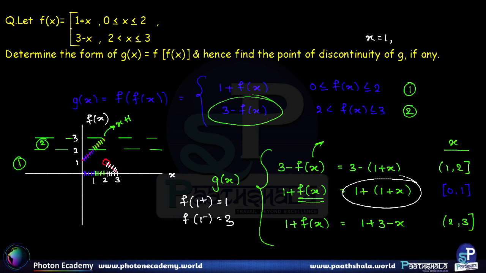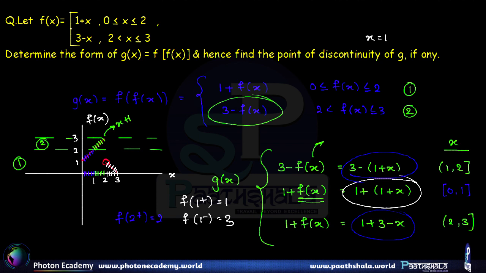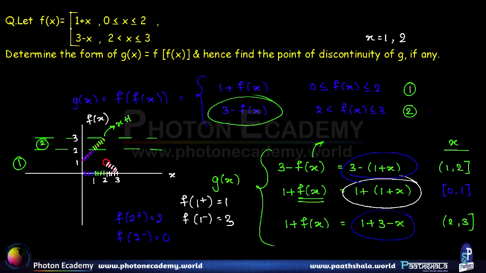Now let's check for 2. Using this definition, it will be 1 plus 3, 4 minus 2, 2. Therefore g of 2 from one side is 2. Now let's check using this definition. So 3 minus (2 plus 1) is 3, 3 minus 3 is 0. So g of 2 from the other side is 0. So again, the left hand side limit is not equal to the right hand side limit. So discontinuity is there at 2 as well. And yeah, I think our sum is complete.